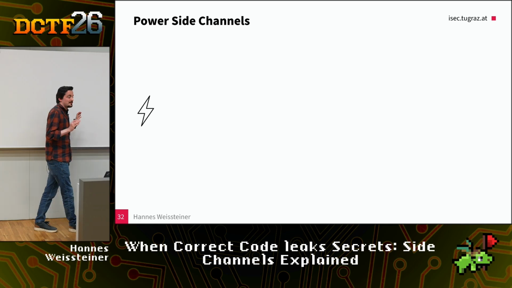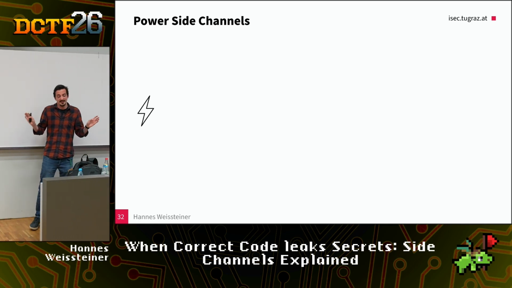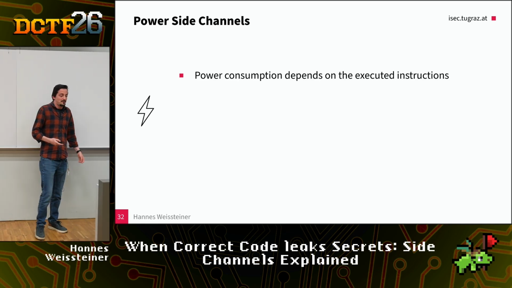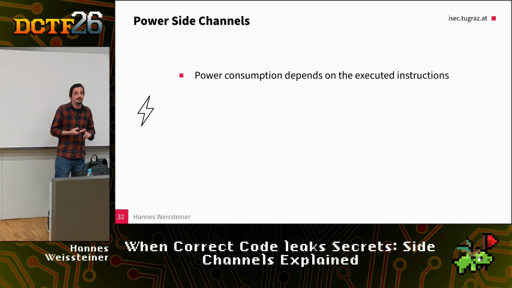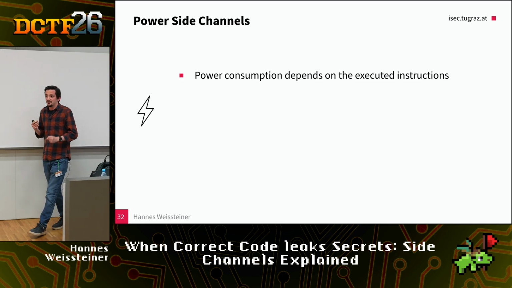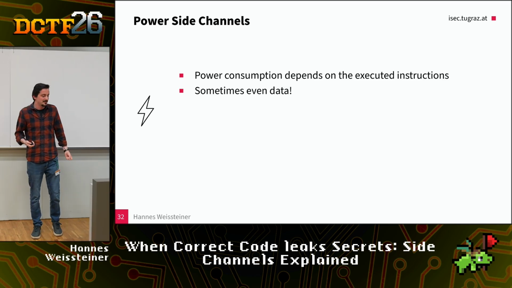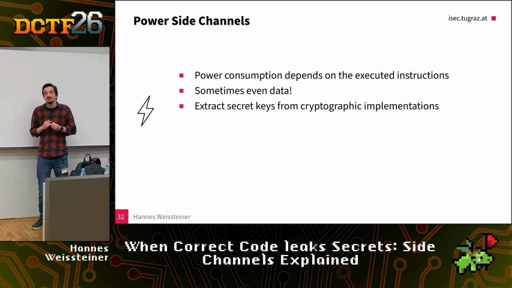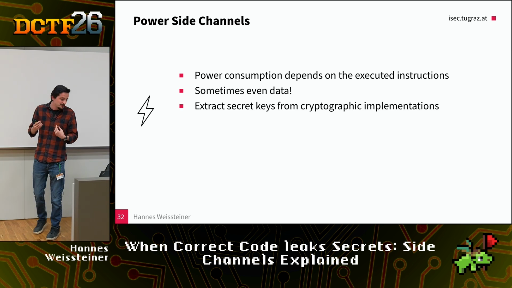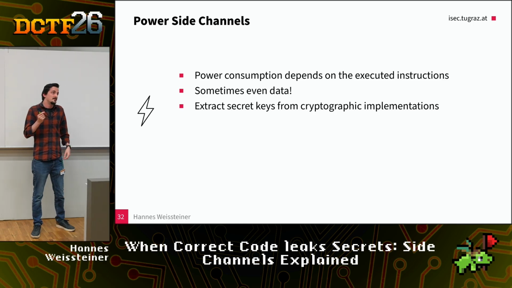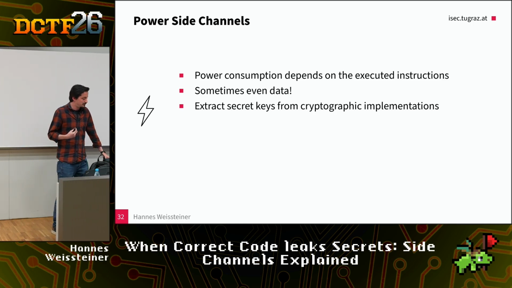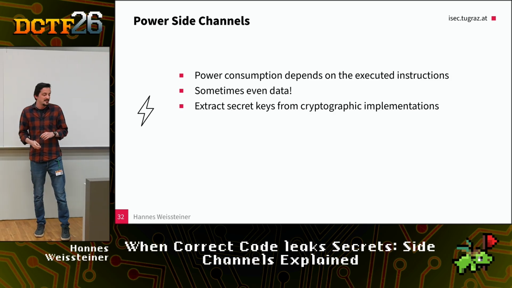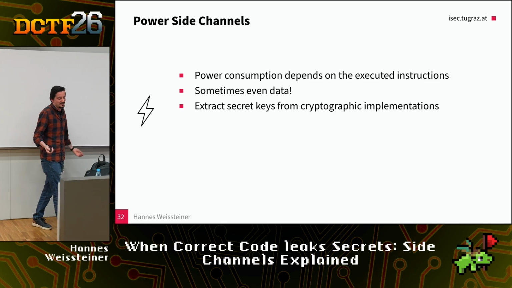I'm also going to talk about power side channels really quick. This is not my area of expertise, but they are super, super interesting. The power consumption of a CPU depends on the instruction it tries to execute, and sometimes even the data. And if you measure the power consumption in a fine-grained enough way, and you measure often enough, you can start to extract secret keys from algorithms again.